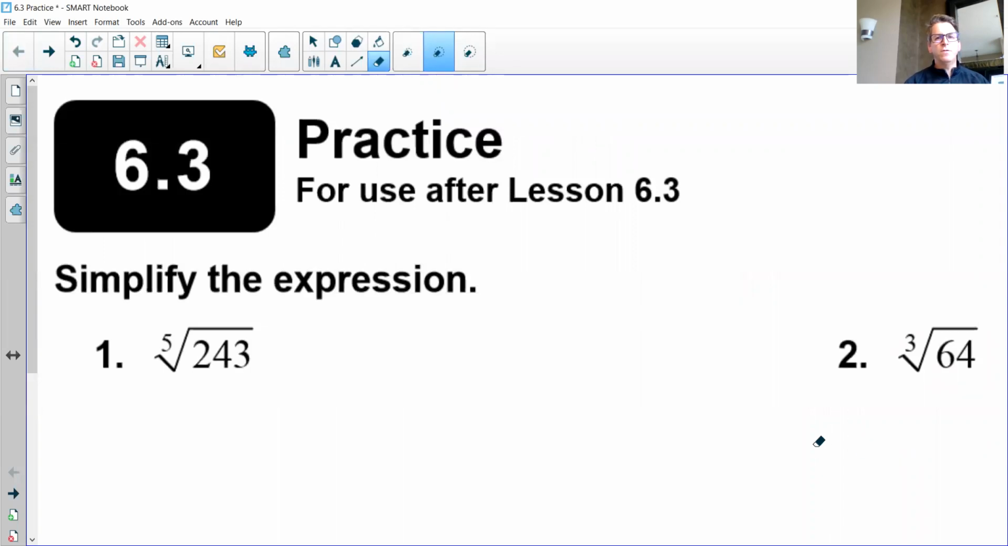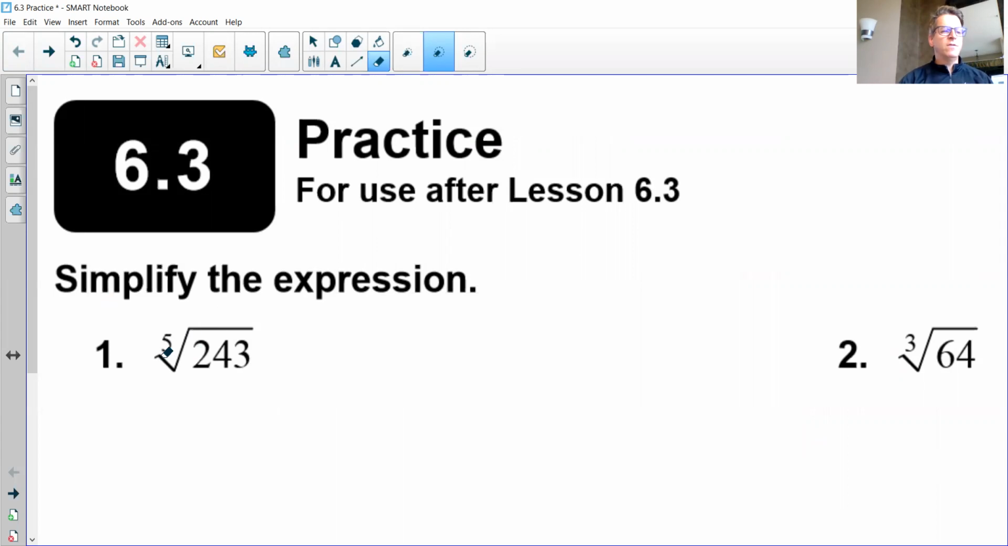Okay, this is 6.3 practice. We covered this yesterday. Let's go through this rather quickly. It's 9 questions. There will be a short little activity at the end today, which is going to be posted in the assignment tab. Okay, so first is simplifying the expression.